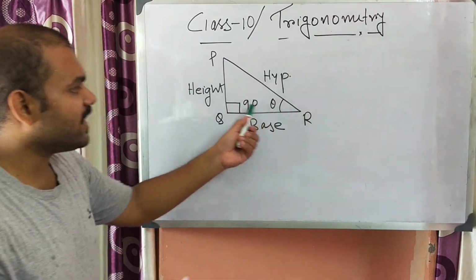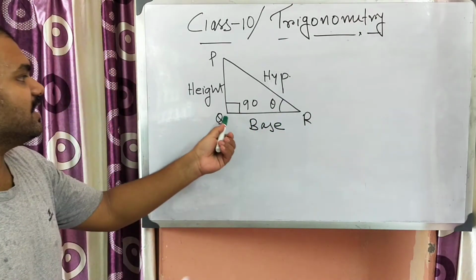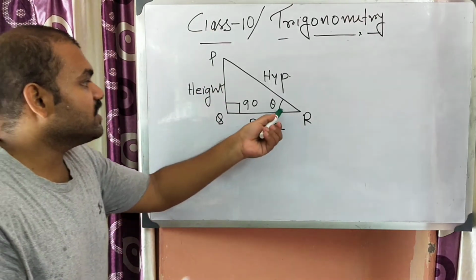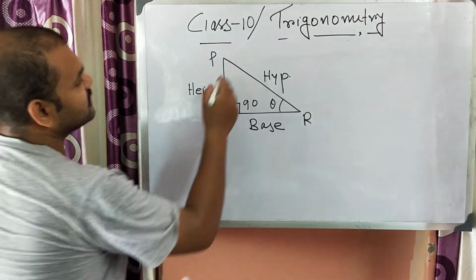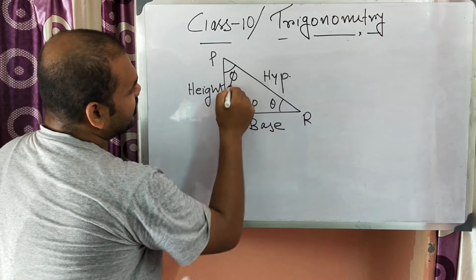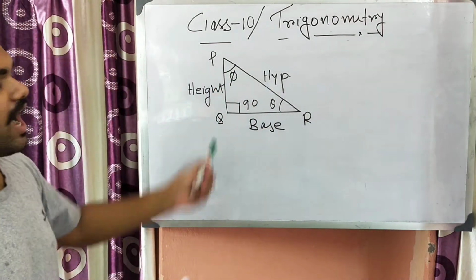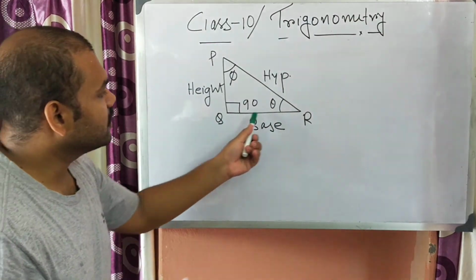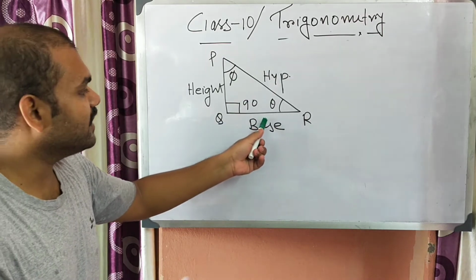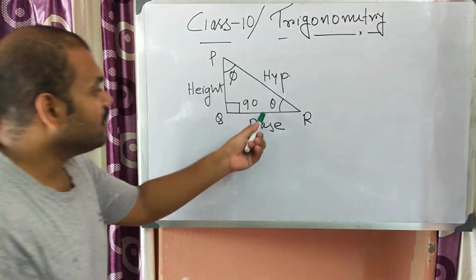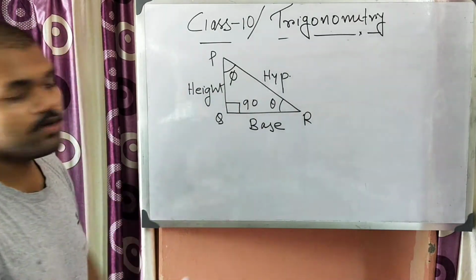So what do you mean by height of a right angle triangle? Height of a right angle triangle is the side which is opposite to that angle. But when we consider this angle, suppose this angle is phi, then with respect to phi angle, QR becomes the height. Why does QR become the height? Because at that time it is the opposite side of the angle, so that's why it is considered as the height, and PQ is considered as the base with respect to phi angle.